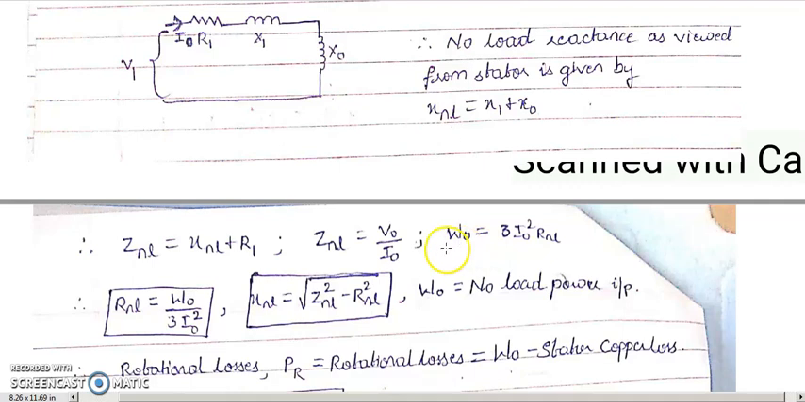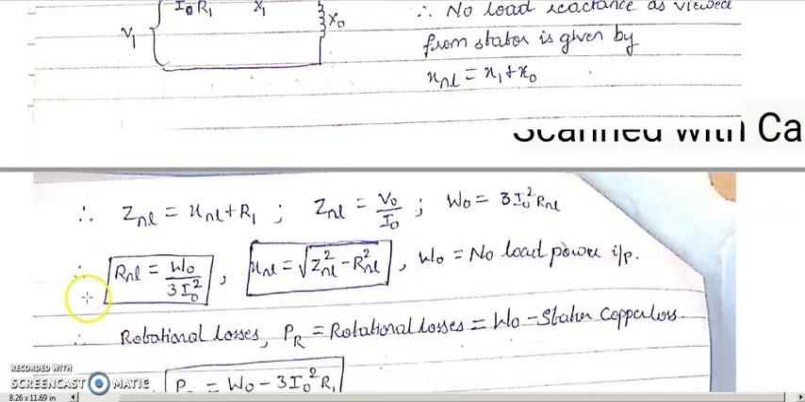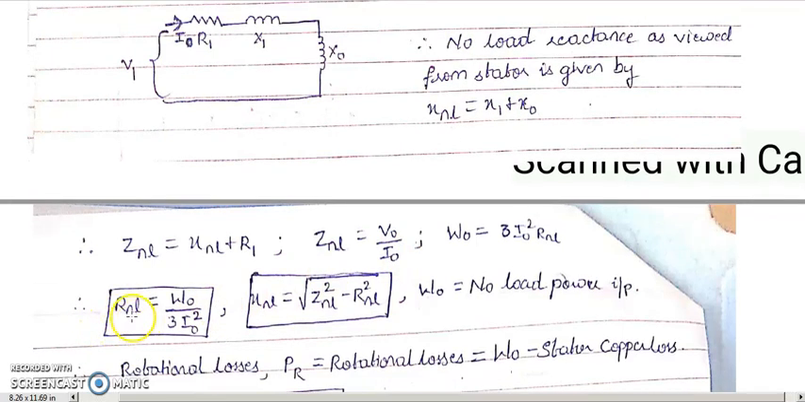So if I do V0 by I0, I'll get ZNL. And coming to the no load losses, W0: it is a very simple formula, basically an I square R formula, but we have three phases, so I multiplied by 3. It will be 3 into I0 square into RNL. So finally, RNL is equal to W0 by 3 I0 square.